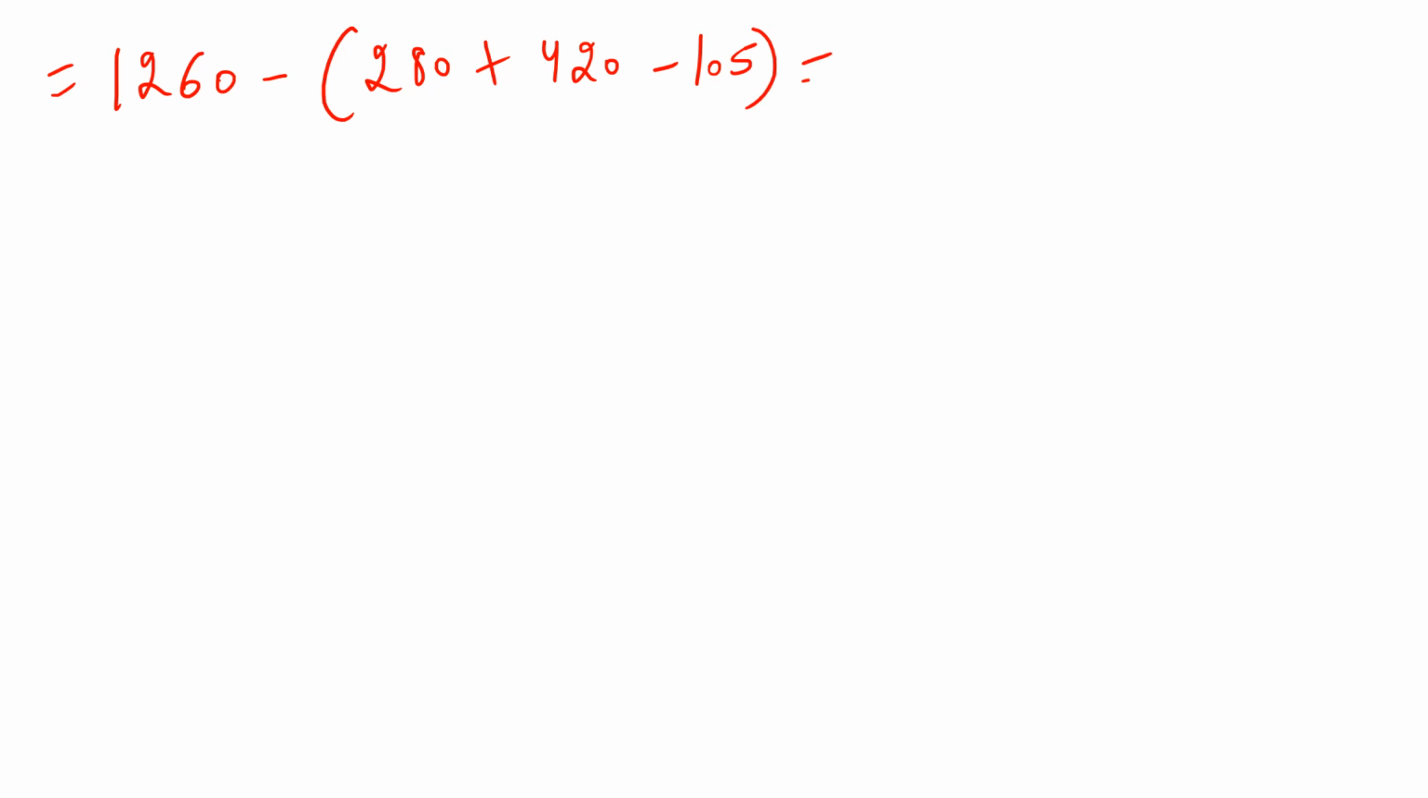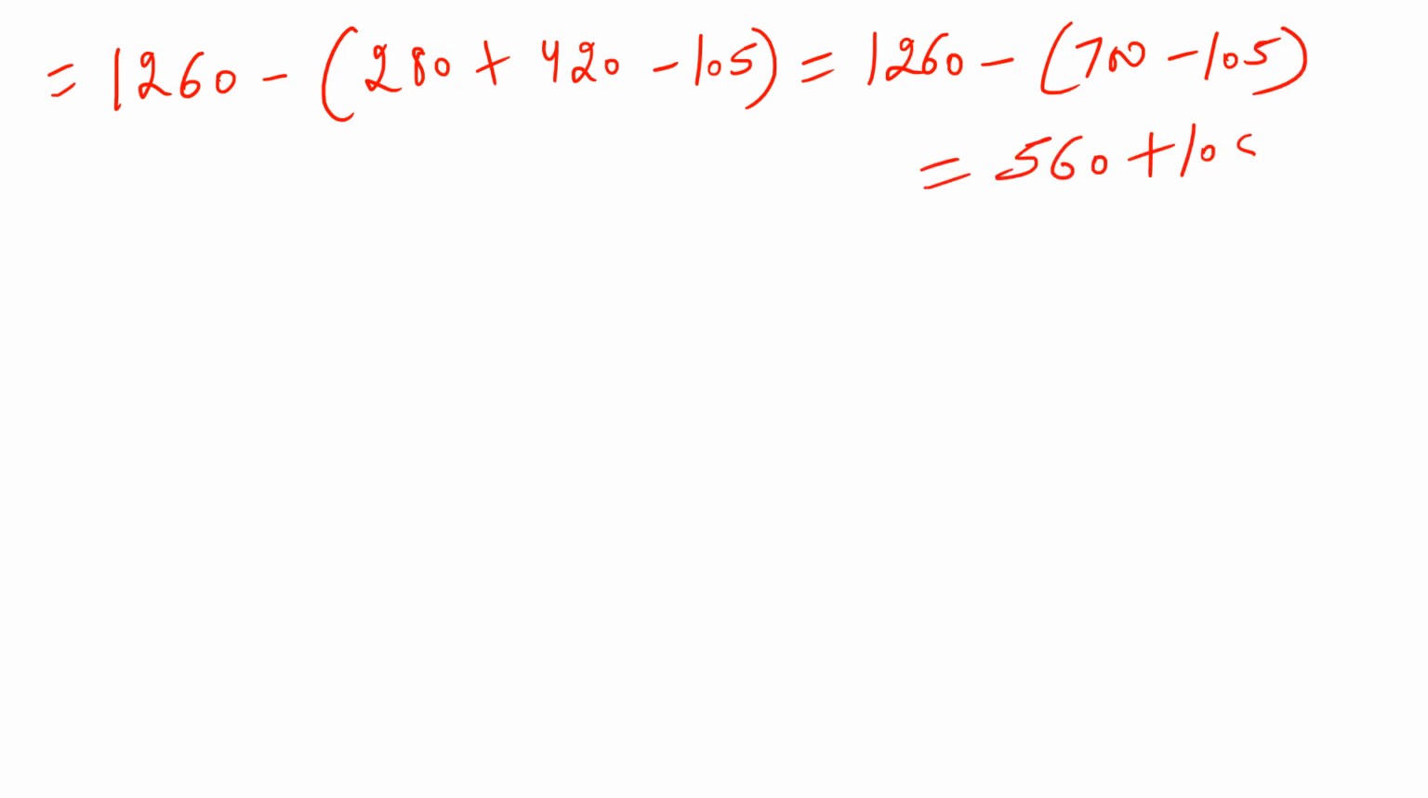Now students, we do the calculations and find the values as 1260 minus, inside the bracket, 280 plus 420 minus 105. Now this further becomes 1260 minus 700 minus 105. And finally it can be written as 560 plus 105, or just 665. Now students, this is the right answer of the question.